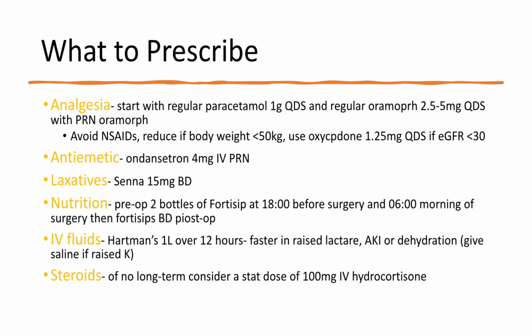You need to optimize their nutrition. So the policy at our hospital is pre-op, get 2 bottles of Fortisip at 6 p.m. before the surgery and 6 a.m. the morning of the surgery, and then Fortisip BD post-op. You also will want to give IV fluids. For example, our hospital loves using Hartmann's, but I know some hospitals prefer to use saline. And particularly if they've got something like a high lactate, they're dehydrated, they've got an AKI.